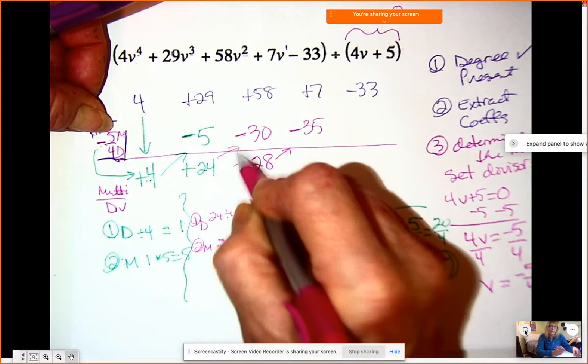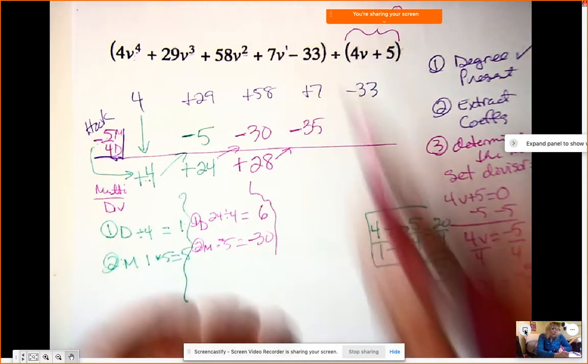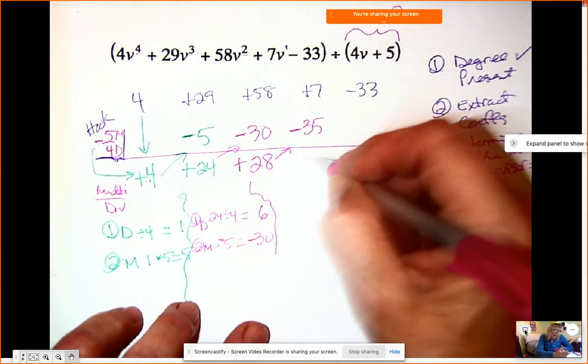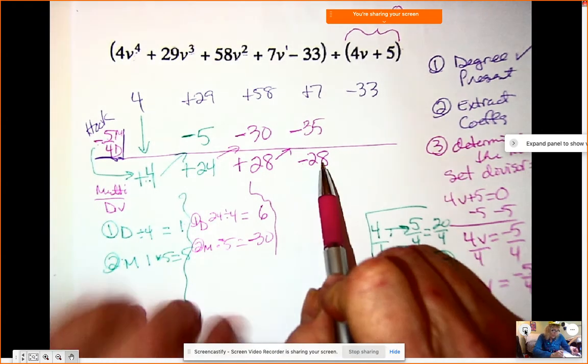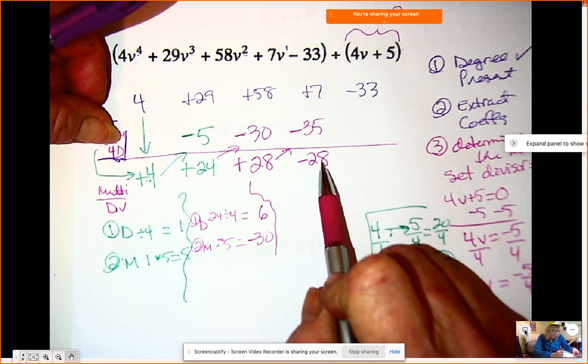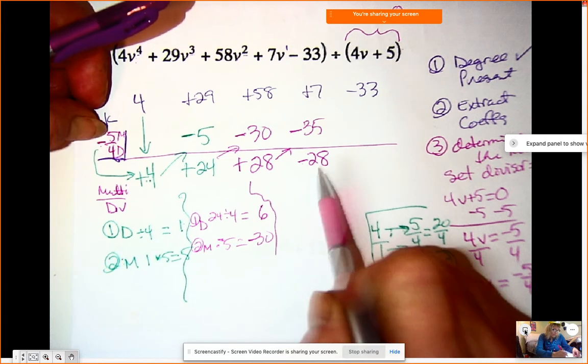Okay, so it may look ugly. You may not like fractions, but we're not going to run from them. Combine these, and what do I get? 5, 7, 8, 2. Okay, negative 28. Let's divide by 4 first. 28 divided by 4 is 7. 7 times 5 is 35.